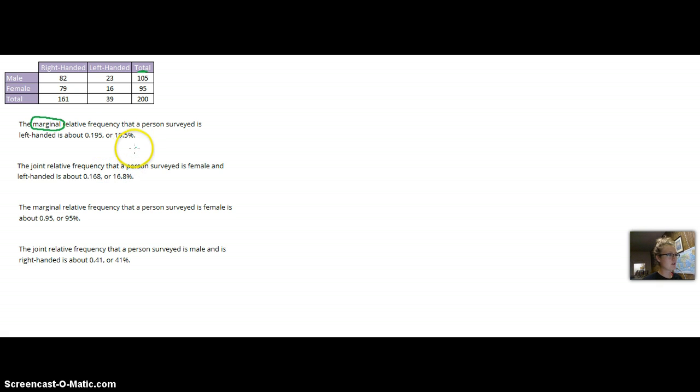Okay, so the person surveyed is what it's going to be out of, right? This will be what goes on the bottom. So there were 200 people surveyed total, out of all the females and all the males. So that's going to be the bottom of our fraction. That's what you always put. This is the total, or who it's asking about. And then the marginal relative frequency that a person surveyed is left-handed.